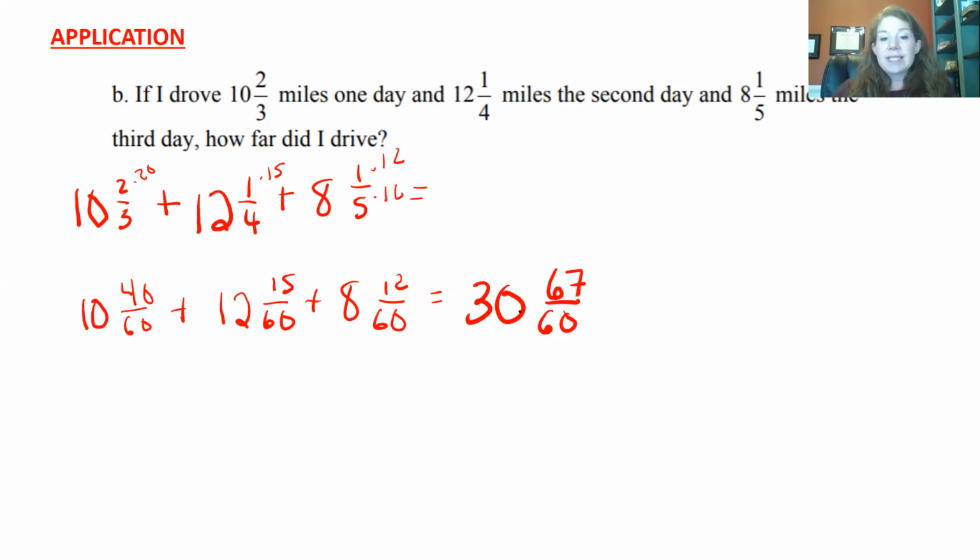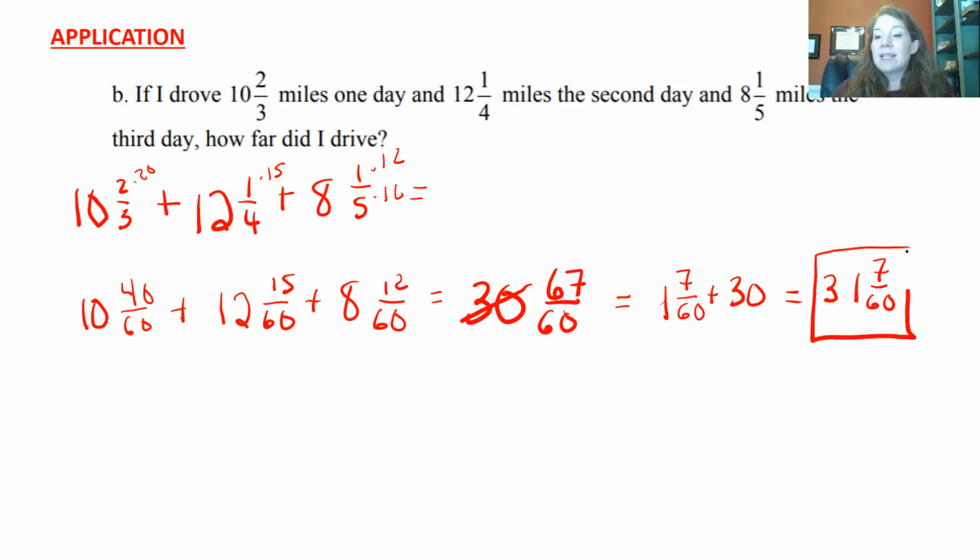All right, so for just a second, we're going to completely ignore the 30. Pretend like you don't even see the 30. Let's deal just with this right here first. Well, this is an improper fraction. So 60 will go into 67 one whole time with 7 left over. So just this part of the number equals 1 and 7/60. But remember, we still have to add the whole number 30. So the final answer is 31 and 7/60.